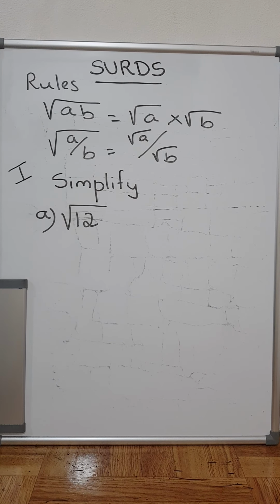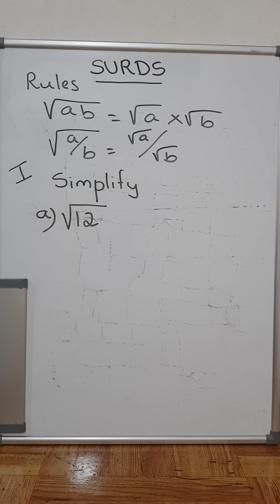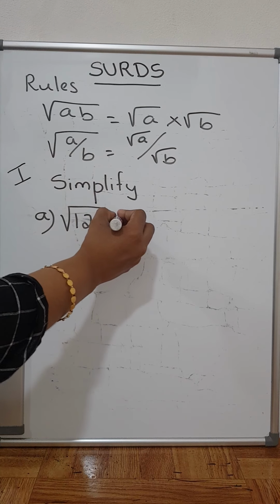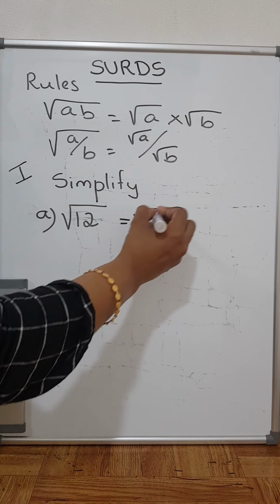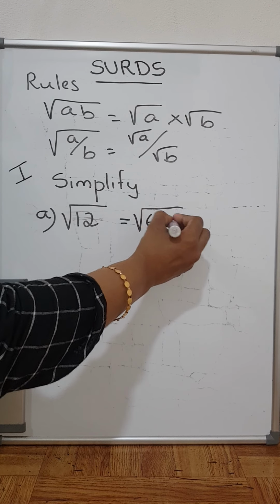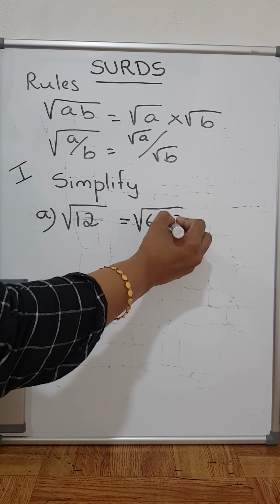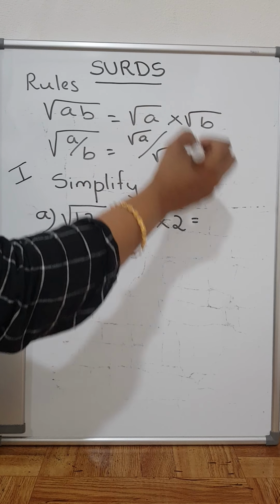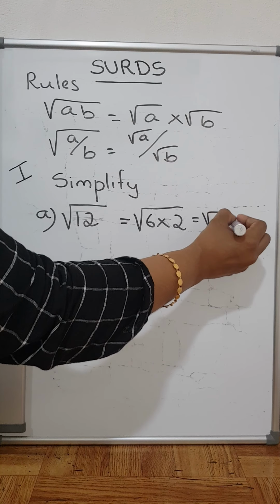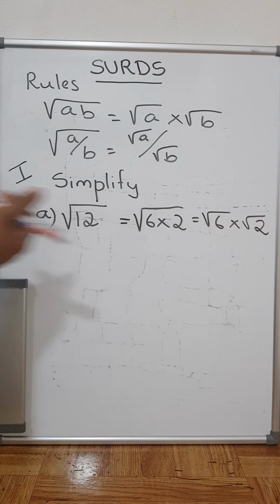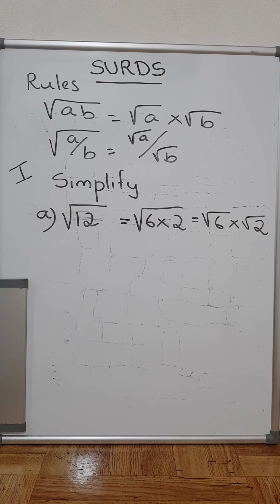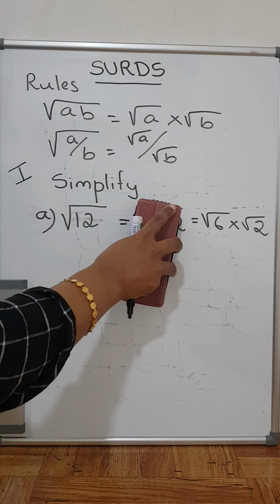So you see square root of 12 you need to simplify. You can write 12 as 6 times 2. If you write square root of 12 as square root of 6 times 2, using this rule we can write it as square root of 6 times square root of 2. But it's not useful for us. Square root of 6 cannot be further simplified. Square root of 2 also cannot be further simplified. So that's not helpful for us.